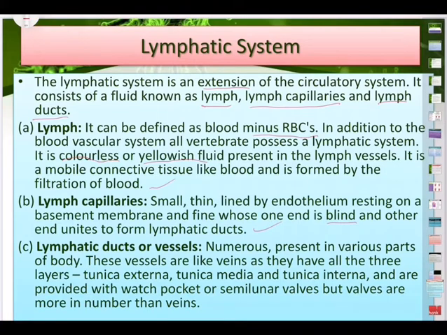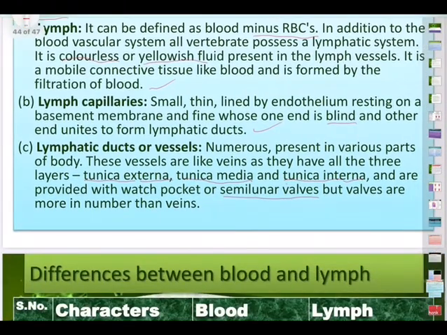These vessels are like veins, as they have all three layers. So the lymph duct is made up of three layers: tunica externa, outside; tunica media, in between; and tunica interna, internal. They are provided with watch pocket or semi-lunar valves. Remember the anatomy of the heart; the valves are more in number than in veins.